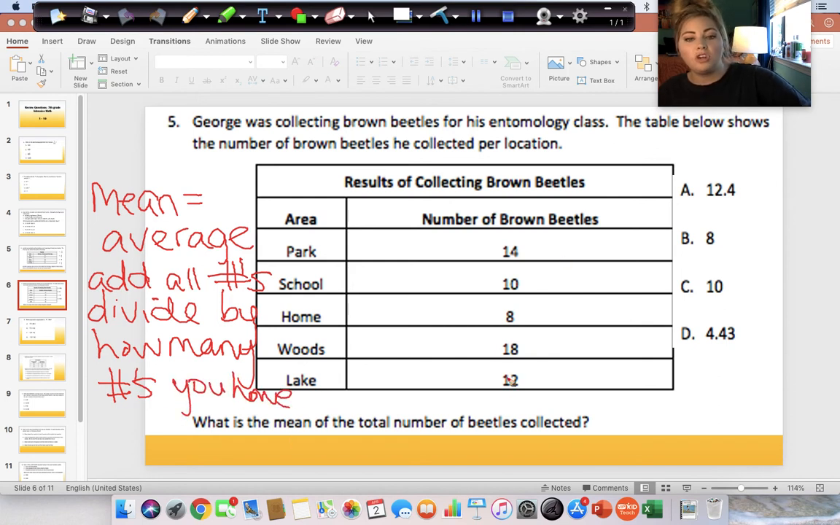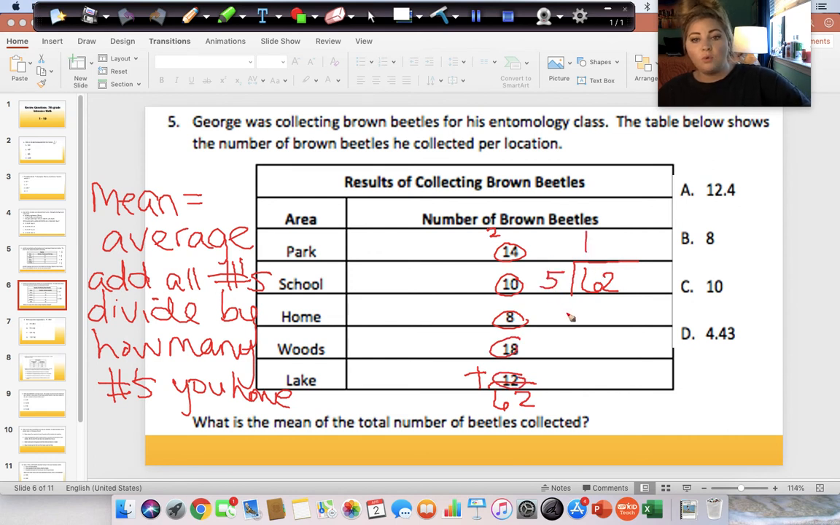Okay, so we are going to start by adding all of these together. 4 plus 8 is 12, plus 8 is 20, plus 2 is 22. 2 and 1 is 3, plus 1 is 4, plus 1 is 5, plus 1 is 6. So we have 62. We'll do it over here. And then we are going to divide that by how many numbers we have. We have 1, 2, 3, 4, and 5 numbers. So we will divide that by 5.